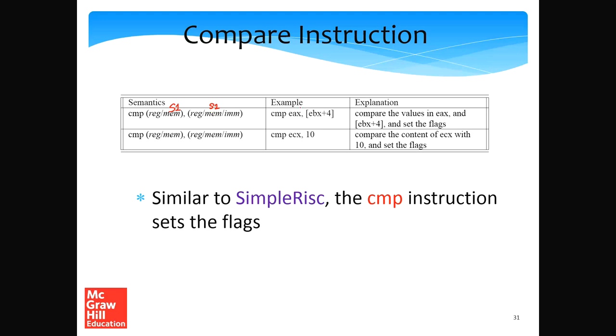In this case, if we are comparing EAX and [EBX plus 4], EBX plus 4 is actually the memory address. We are comparing the contents at this memory address. So we compare the values in EAX and the memory operand corresponding to EBX plus 4, and we set the flags. Similarly, we can compare with an immediate also. We compare the contents of ECX with 10 and we set the flags.